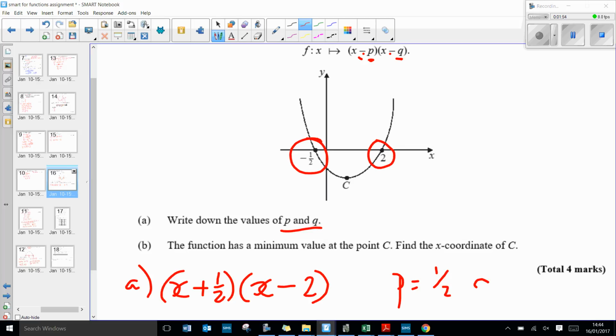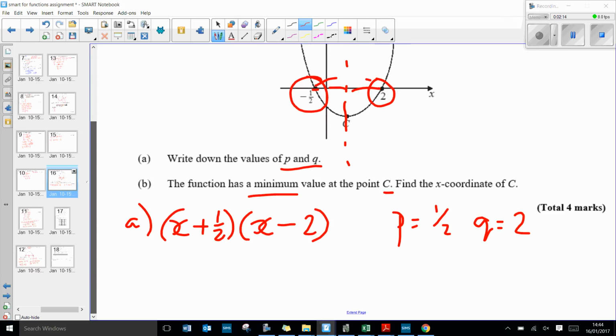The function has a minimum point at C. We know because of the symmetry of it that these measurements here are equal to each other, and they are half the total distance here. So the total distance is 2.5 units. Half of that is 1 1/4. 1 1/4 units away from 2 gives us a value of x as 3/4. Question done.